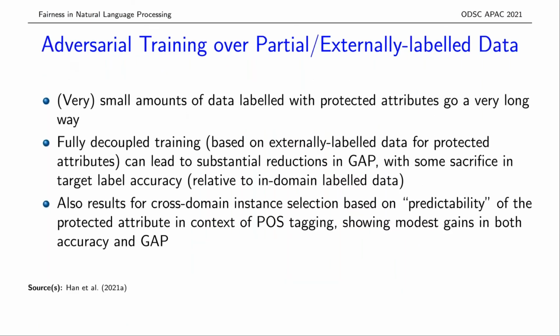Okay, just to wrap up this part: very small amounts of label data in terms of protected attributes go a very long way. We can either partially or completely decouple the training of our base classifier from our adversarial discriminators in our adversarial training, even going as far as having data sets which have different target variables and meshing the two together in terms of protected attributes versus our main task labels.